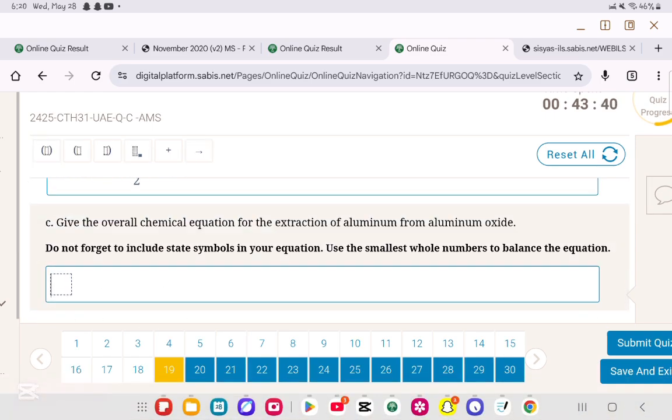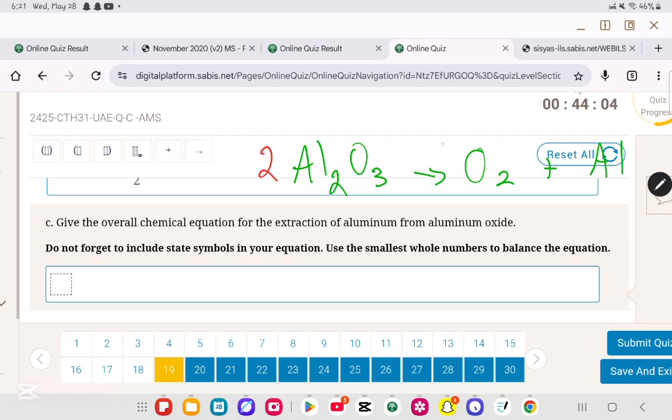They said give the overall chemical equation for the extraction of aluminum from the aluminum oxide. Basically, it's the aluminum ore, Al2O3, which will give us O2 plus aluminum. As you can see, it's not balanced. To balance it, you will put a 2 over here, a 3 over here, and a 4 over here.